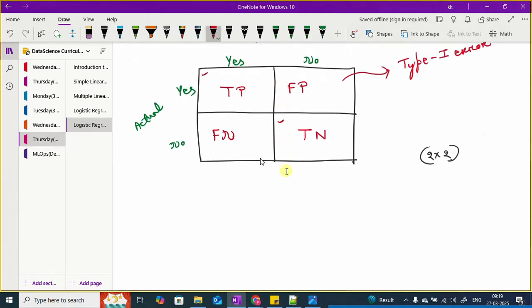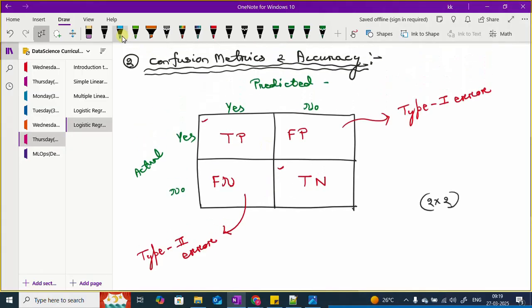And this one we call type 2 error. There is no problem with these areas, this location, I can say this quadrant. No problem with this, no problem with this, because they are true. The problem is with these two, and that's why we say there is an error called type 1 error and an error called type 2 error.